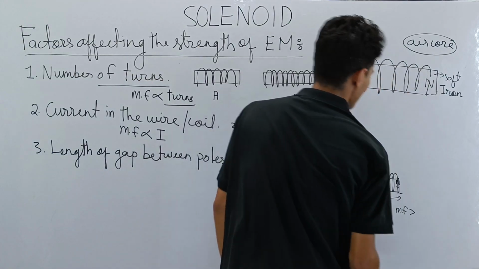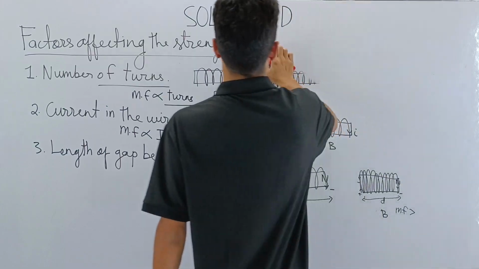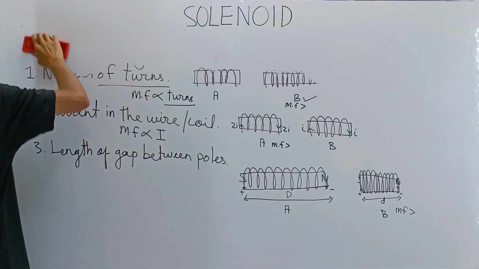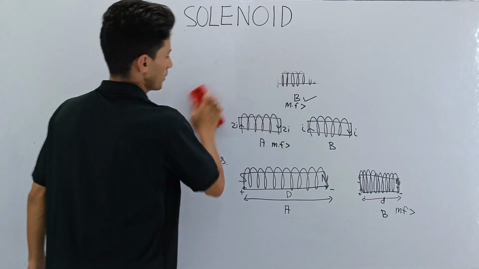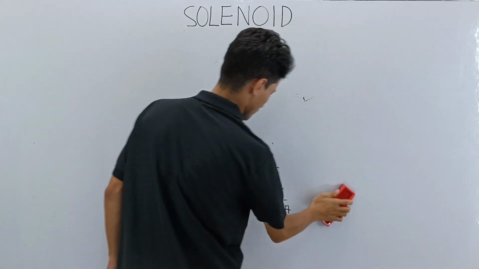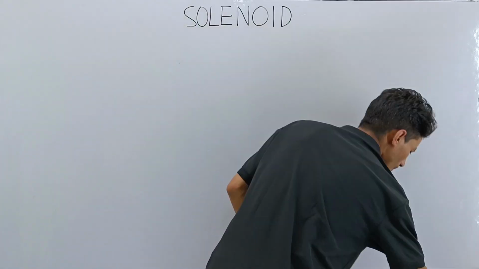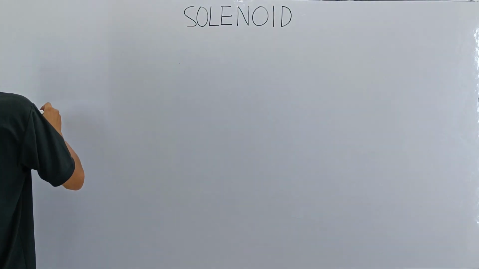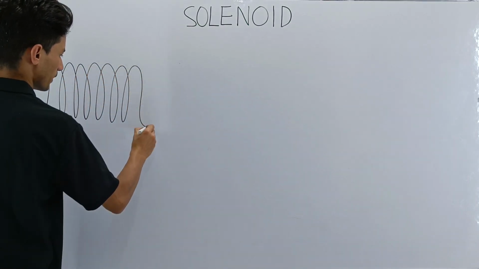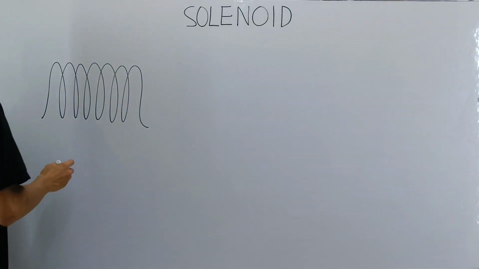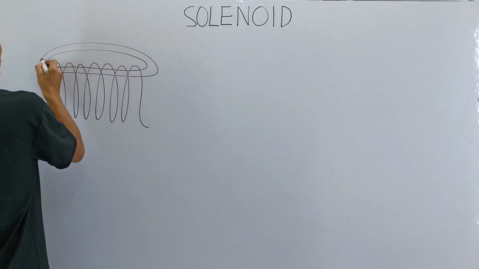Now let's do one question which is very, very important, and it has been asked as an MCQ in board exams. So let us discuss that question. It's about a solenoid. Let me draw a solenoid here. 1, 2, 3, 4, 5, 6, 7. Let there be 7 turns. And then let me show you the magnetic field. The magnetic fields are here.